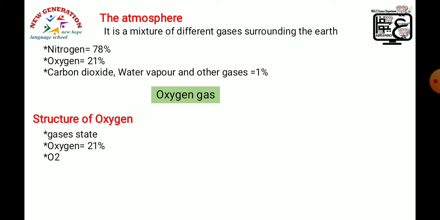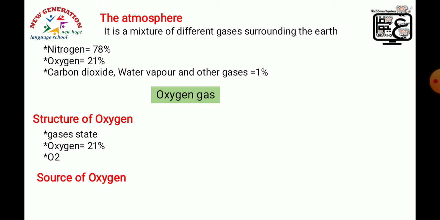Okay, again, the structure of oxygen. The oxygen exists in the atmosphere in a gaseous state. Number 2, it represents 21%, or 1/5 of the air volume. And finally, an oxygen molecule consists of two oxygen atoms, where O is the first letter of the word oxygen. Okay? And after that, we are going to talk about the sources of oxygen.